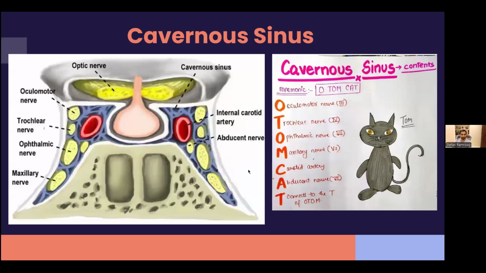So unlike the other dural sinuses we discussed, it's not a simple linear channel. It is a venous plexus and a trabeculated venous space located just lateral to the sella turcica.